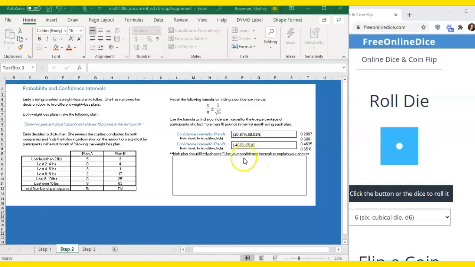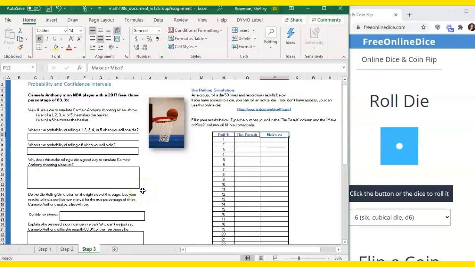So as a group, you need to decide which one would you choose and why. Do you want to go with this one that gives us a confidence interval from 20 to 68? Or this one that gives us a confidence interval from 46% to 65%? And I'm not going to tell you which one. I want your group to discuss that.